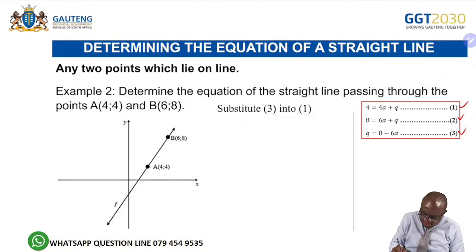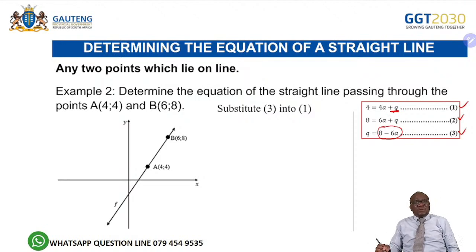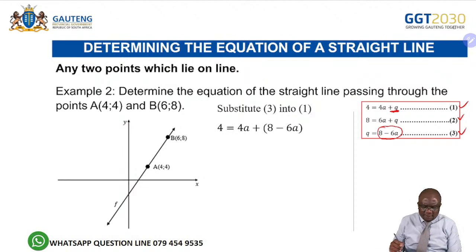We created equation 3 using equation 2, isn't it? Now, where there's q in equation 1, we have to put this 8 minus 6a. So we're going to replace this with 8 minus 6a, and then we can solve for a there. Okay, you see that? We have replaced q with 8 minus 6a. Now we need to solve for a, learners.